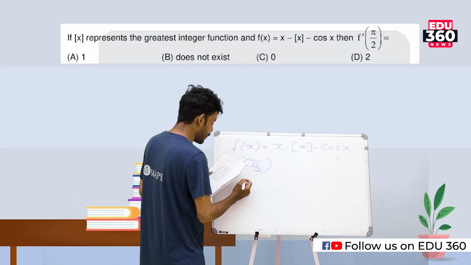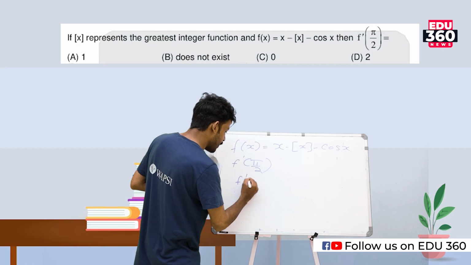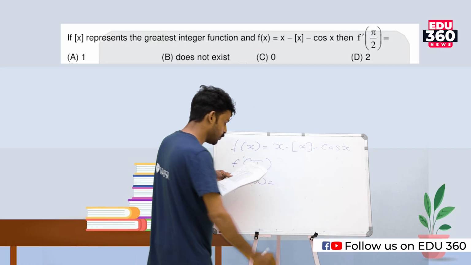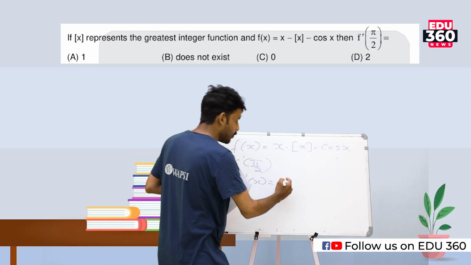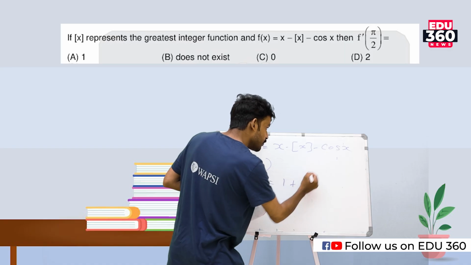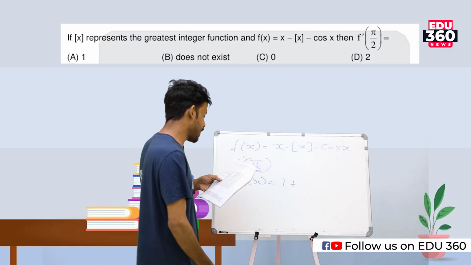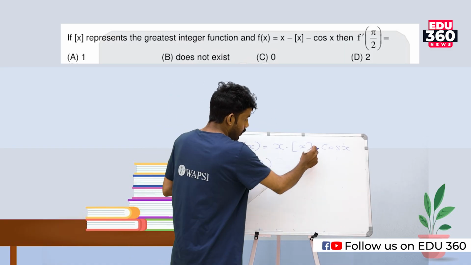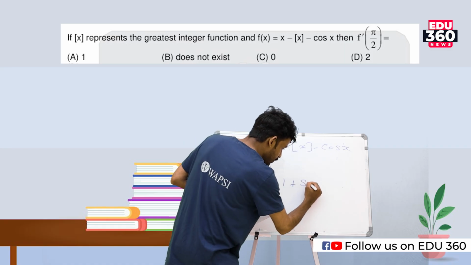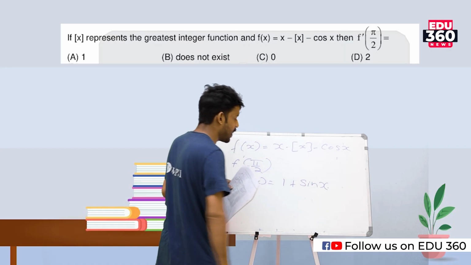So hereafter we can find the first derivative of f of x, that is f dash of x is equal to 1 plus the derivative of cos, that means sine. Here it is negative, so it will become positive. So that is 1 plus sine x.